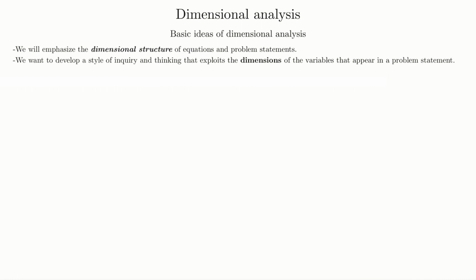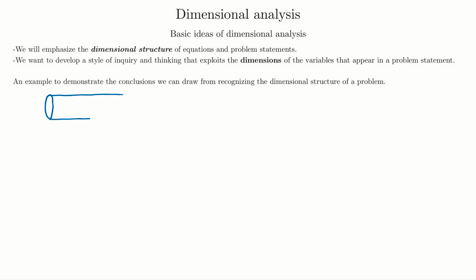Let's talk about what that means and look at how we take the dimensions of the problem. Let's start with an example to see what sorts of conclusions we can draw purely by looking at the dimensional structure of a problem. Okay, let's draw out a little pipe. So we'll look at some pipe flow here.